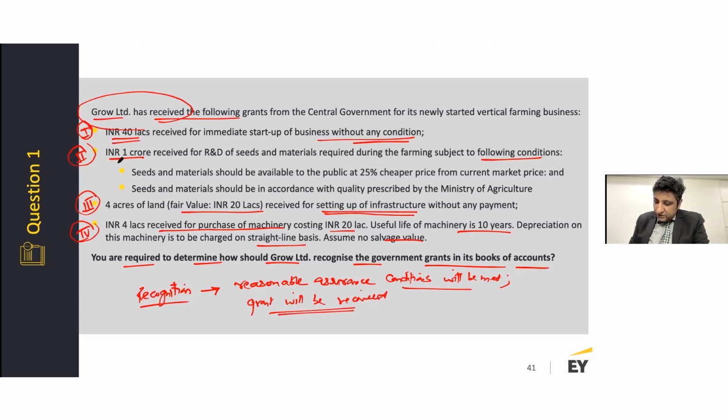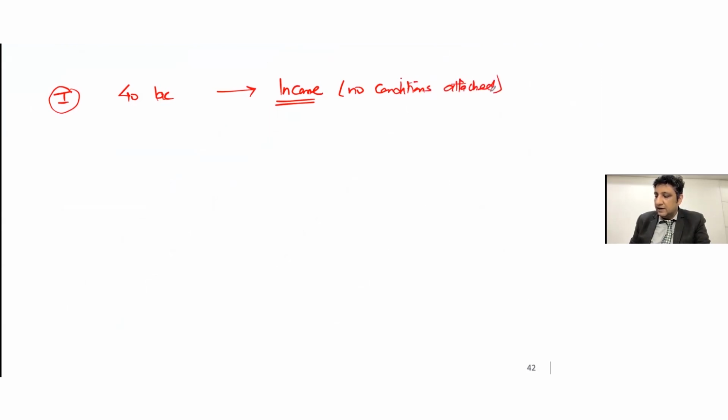Now, if I look at each of these grants one by one, right? Let's deal with them and see to it. How do we look at the accounting and the recognition part of these government grants? The first grant of 40 lakh rupees is received without any condition, right? Which means that if I look at my first grant of 40 lakh, I can safely say recognize it as an income since there are no conditions attached to that grant, right? It's a lottery for you. You would simply call it an income straight away, right?